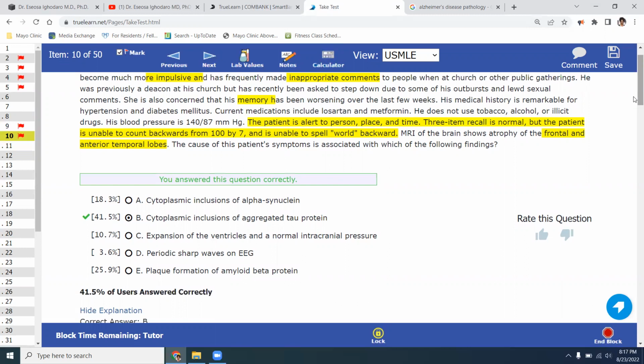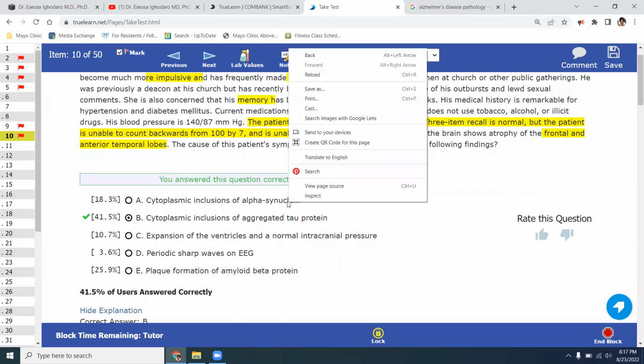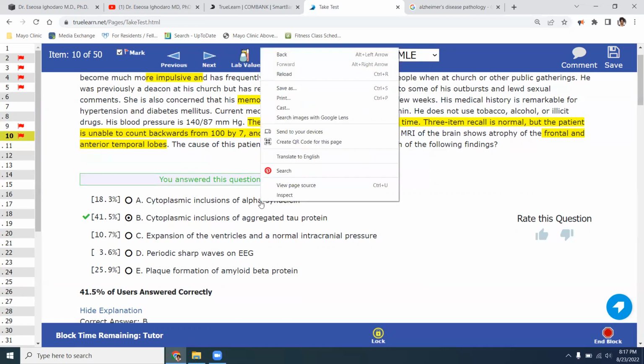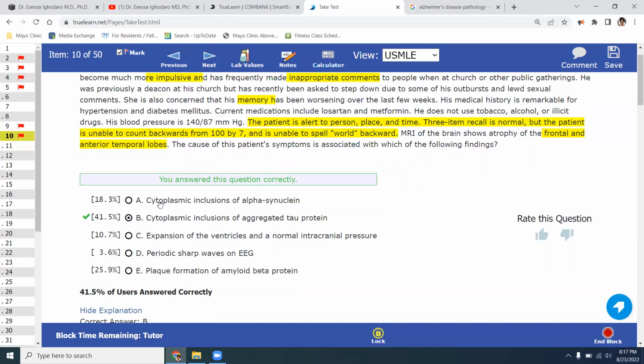So now that we've narrowed it to this is probably frontal temporal dementia, or FTD, we can look at our options and see what matches with FTD. So option A is getting at cytoplasmic inclusions of alpha-synuclein. That fits Parkinson's disease. We ruled that out, so you can cross this out. And what I like to do when I'm taking tests, if it'll let me do it here, is I like to click on these options and cross them out as I go along, because then it helps me keep track of what options I have left. Option B, cytoplasmic inclusions of aggregated tau proteins. That fits with the underlying pathology of FTD.